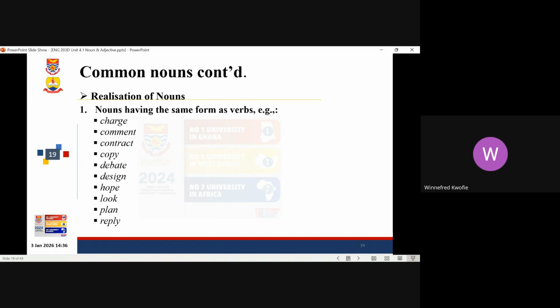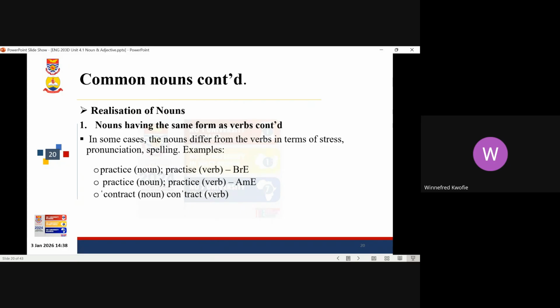We will plan a birthday party. So we will plan, it becomes a verb. The group had a wonderful plan. Plan there becomes a noun. So these kinds of nouns have the same form as verbs, but whether they are nouns or verbs will depend on the context within which they are used.